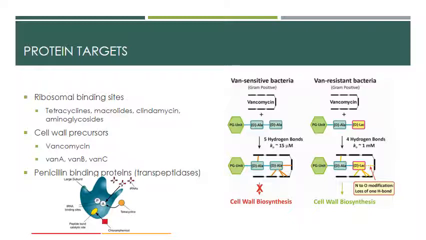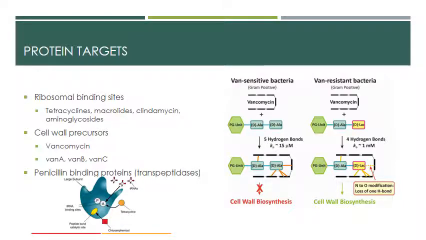Okay, how about those protein targets that we have in the cell and the cytosol? How do the organisms develop resistance against those drugs that are directed against protein targets? Well, for ribosomal binding sites, for example, the tetracyclines, the macrolides, clindamycin, aminoglycosides, these all normally target the ribosomal binding sites. So when we see resistance to those drugs, most often the cause is that the sequence on the ribosomal RNA has been slightly altered so that the antibiotic can't bind and thus can't interrupt protein synthesis.